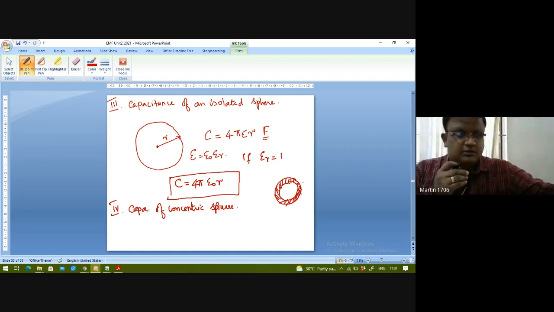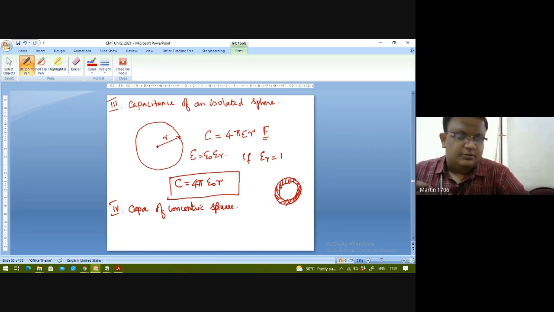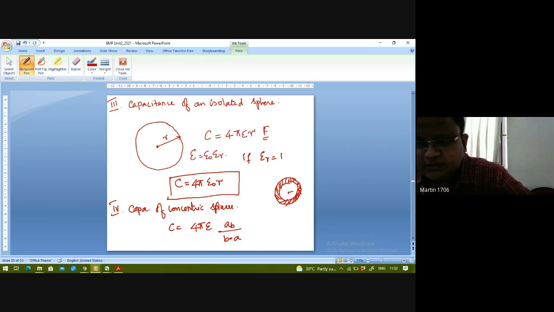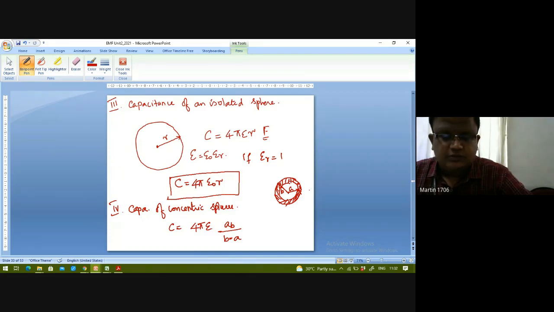For this concentric sphere, the formula will be: C is equal to 4 pi epsilon AB divided by B minus A, where A is the inner radius and B is the outer radius. So this is the capacitance of the concentric spheres.